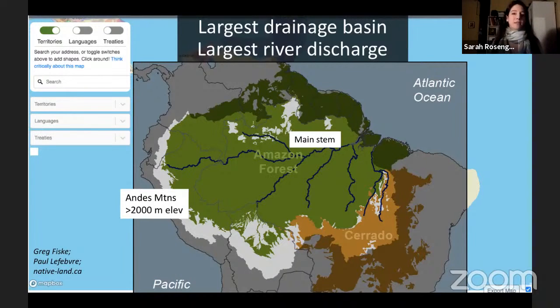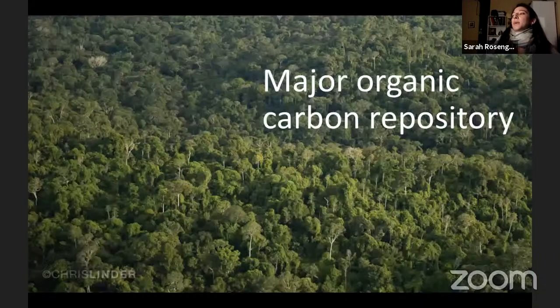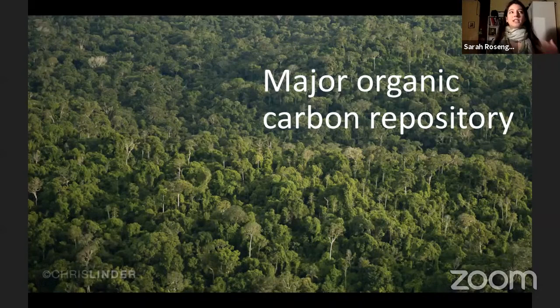The Amazon has a huge sediment flux to the ocean. That's in part because it is the largest river by discharge as well, supplying about 20% of freshwater flux to the oceans. Included in that drainage basin is also a major organic carbon repository. When you think of that major sediment flux coming from that sediment-rich river, it's mobilizing a lot of carbon in there as well.